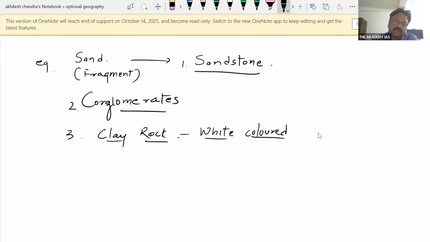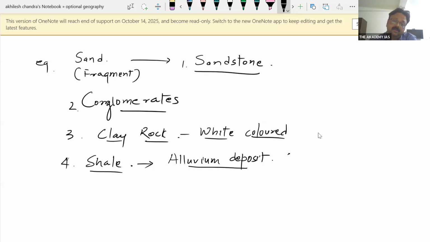Clay rock. We have shale. Again, the sedimentary rock. It is brought by alluvium deposit. And alluvium contains sand, silt, and clay all. Sand, silt, and clay. Shale is formed.